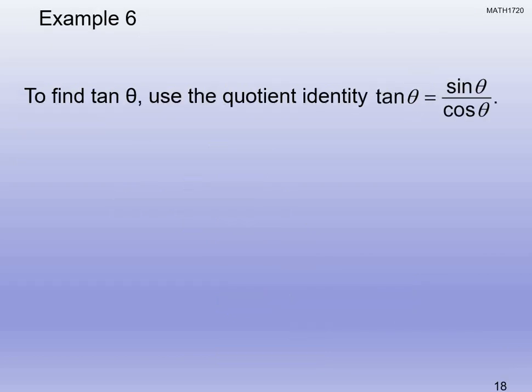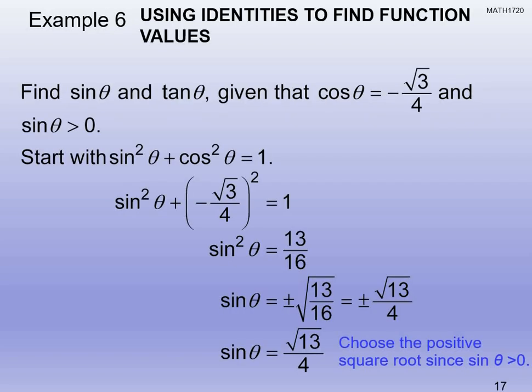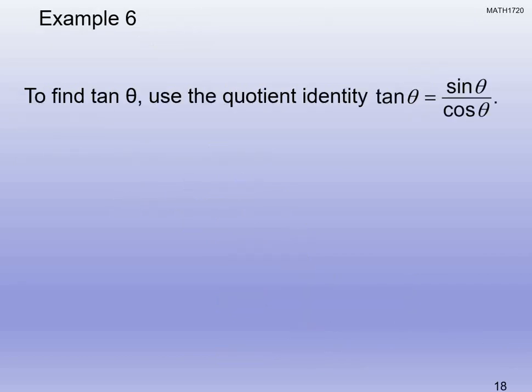Alright, let's find tangent of theta using the quotient identity. I know that it looks like we moved on, but we're still using this knowledge of what sine and cosine are. So we're going to use square root of 13 over 4 for sine of theta, and negative square root of 3 over 4 for cosine theta. This is just continuing on with the example here. We're going to use the quotient identity.